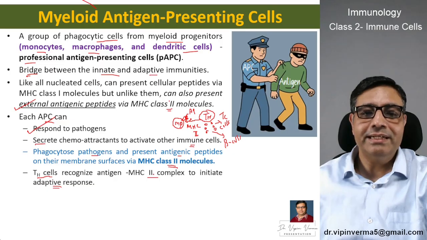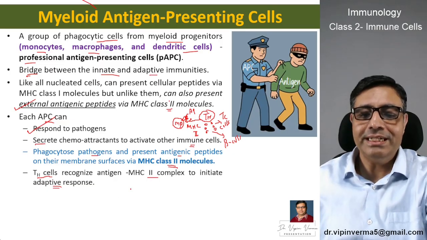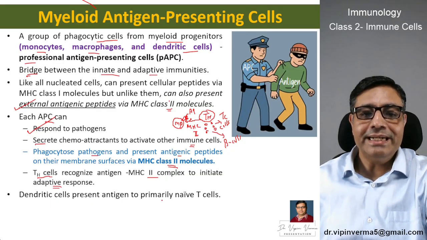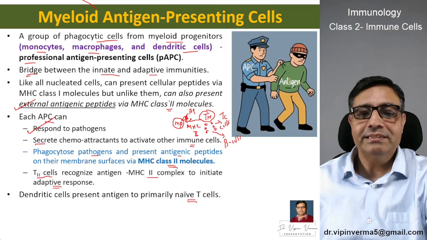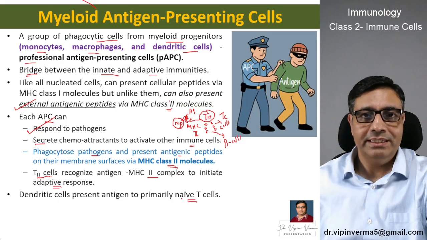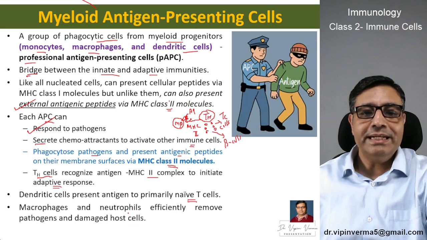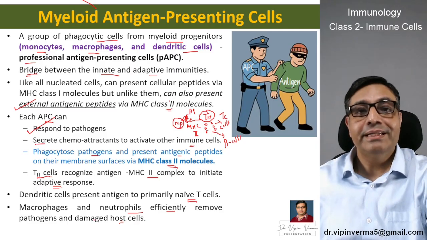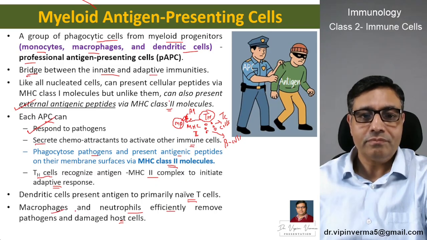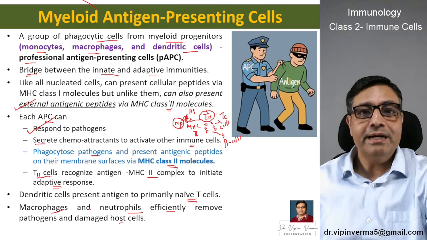Okay, and that's how they do it. So TH cells recognize antigen MHC class II complex to initiate an adaptive response. Dendritic cells present antigen primarily to naive T cells. So naive T cells are those cells which are unexposed to any antigen yet. Macrophages and neutrophils efficiently remove pathogens and damaged host cells. So they also do the cleanup function. They are antigen presenting cells, but macrophages are also cleaning up the debris from the host cells.